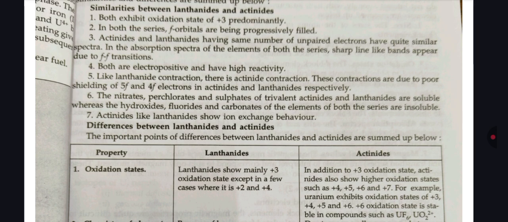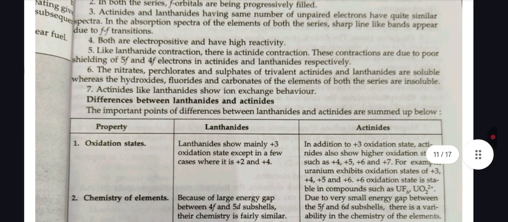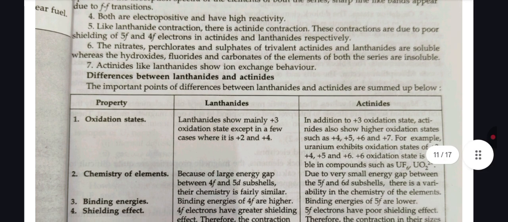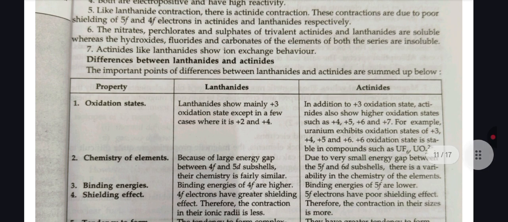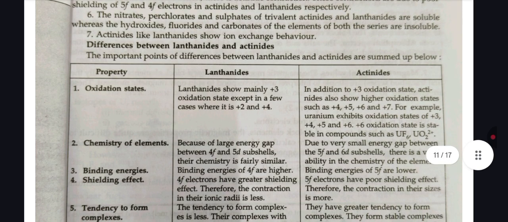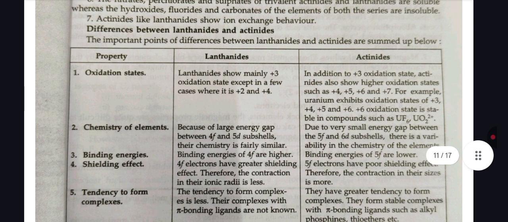Actinides and lanthanides have the same number of unpaired electrons and have quite similar spectra. In the absorption spectra of elements of both series, sharp line-like bands appear due to f-f transitions. Both are electropositive and have high reactivity. Like lanthanide contraction, there is actinide contraction. These contractions are due to the poor shielding of 5f and 4f electrons in actinides and lanthanides respectively. The nitrate, perchlorate, sulfate of trivalent actinides and lanthanides are soluble, whereas the hydroxide, fluoride, carbonate of elements of both series are insoluble. Seventh, actinides like lanthanides show ion exchange behavior.